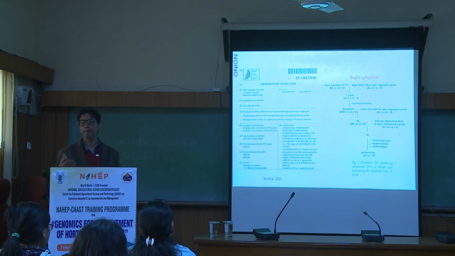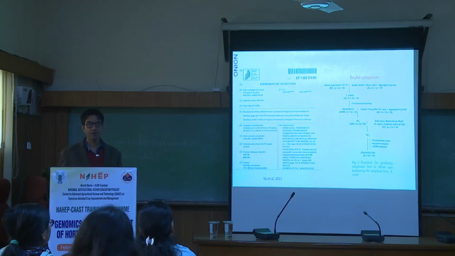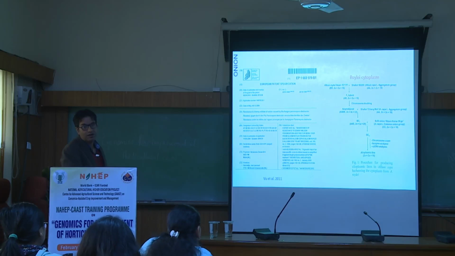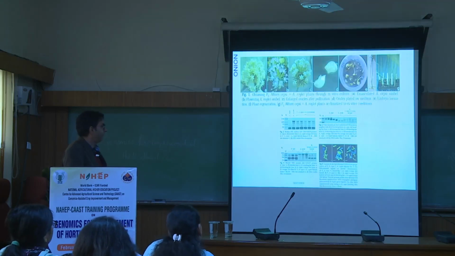Then some people have transferred the cytoplasm into onion to get diversification of cytoplasm. This work is from Japan. I don't know whether you have seen the cytology. Similarly, in another work, if you make a cross between Allium cepa and Allium roylei, you will get some embryo and then you take them.